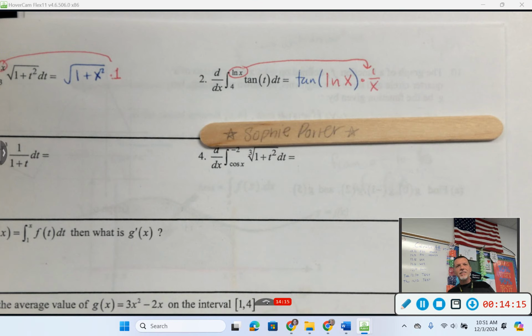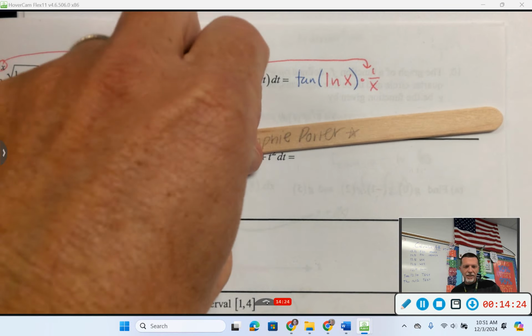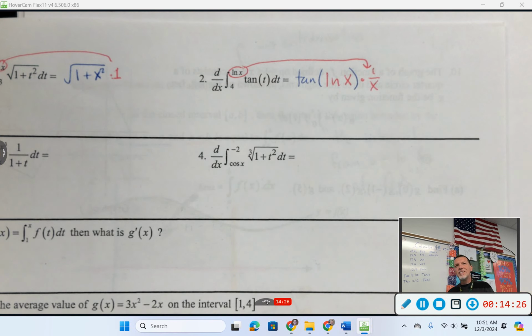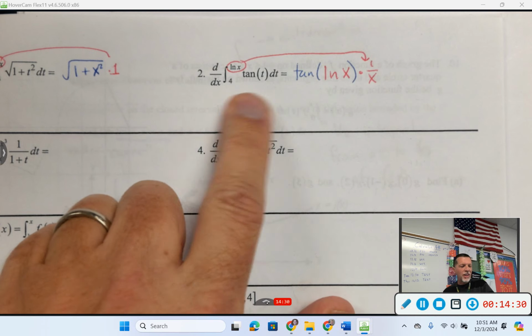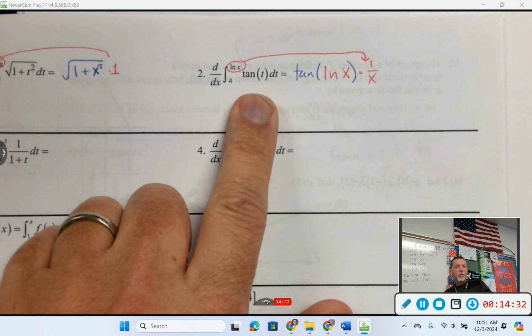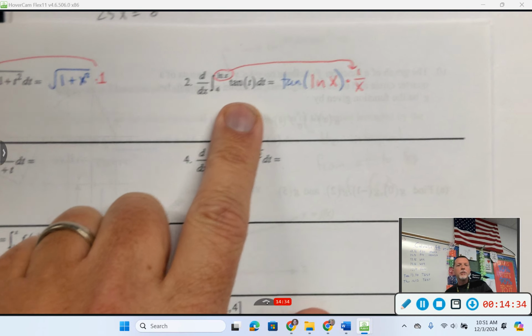Sophie, how about the bottom one? Do I need to plug that in? And if not, why not? No. Why not? Because it's just a constant. It'll be 0. And what will be 0? The plug-in. Well, I would say no, the plug-in won't be 0. You'll get tangent of 4, derivative, but the derivative of 4 would be 0. So you don't have to put it.